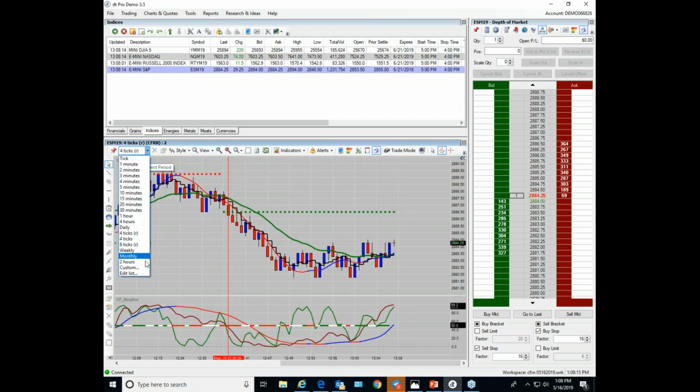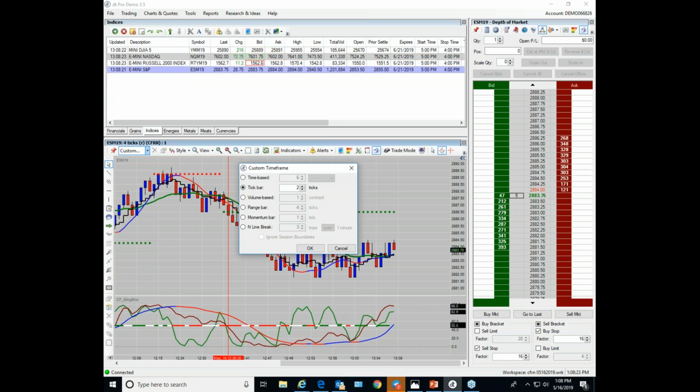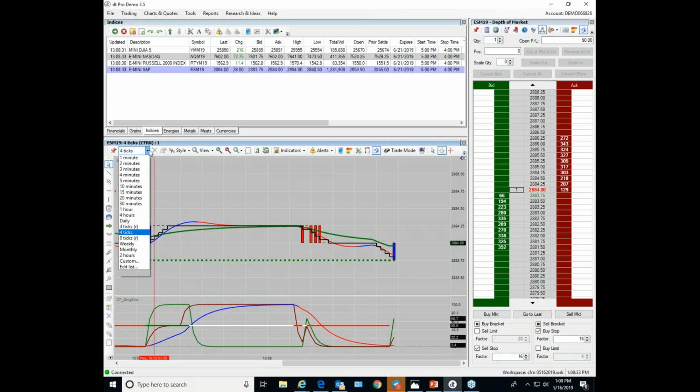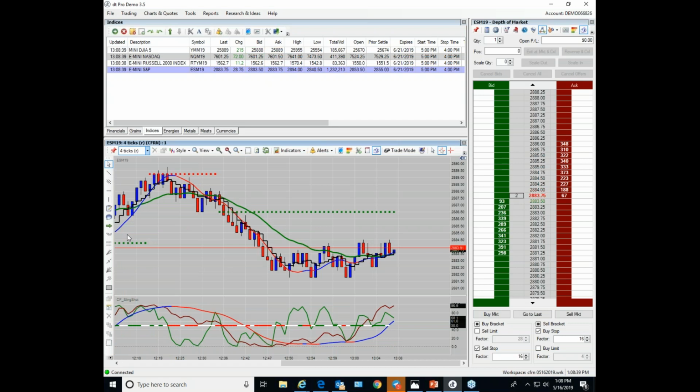The first trap that people fall into is that they'll hit custom and they'll select tick bar. Okay. Tick bar, and they make that 2 look like a 4. That's that same chart, but on a tick bar. If you're staring at anything that looks like this, you know you fell in the first trap, so it should be on a range. Okay, range bar.